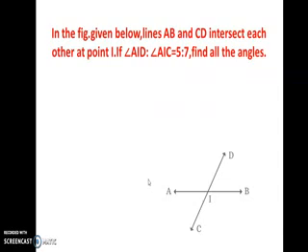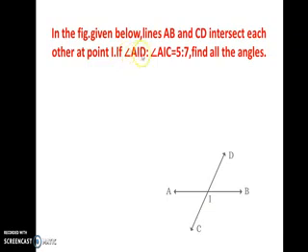Now let us do an example based on this linear pair axiom and theorem 3.1 that you just proved, isn't it? Yes. Here is an example problem. In the given figure below, lines AB and CD intersect each other at point I. Yes, here these two are the intersecting lines and the point of intersection is I.